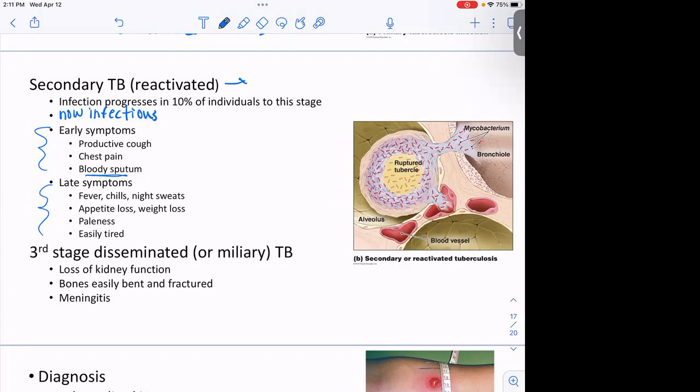And then those symptoms will progress into what we associate with the term consumption. The patient is being consumed. They're exhausted. They have a fever. They have trouble sleeping. They're pale. That's where the term white death comes from. They have this ghostly white pallor because their tissues are not getting enough oxygen. Okay. Still usually treatable at this point when it's reactivated.